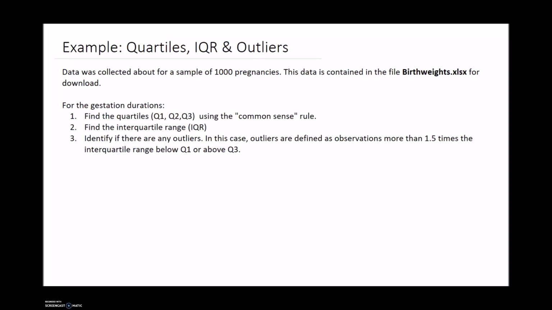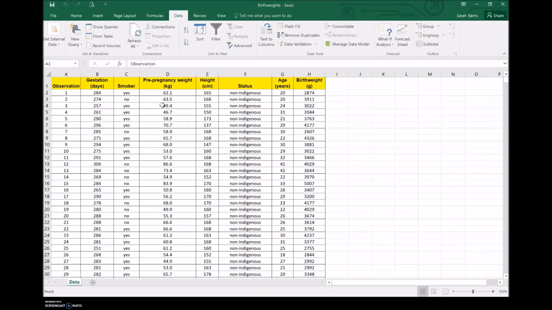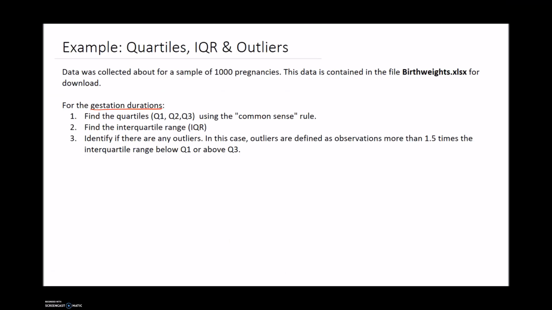So in this video we're going to be looking at quartiles, interquartile range and outliers. The data we're using is from a sample of 1,000 pregnancies and it can be downloaded in this file. We're specifically interested in the gestation durations, which is one of the columns within that data set. So if we quickly jump over, this is the data when you open it up, and we're interested in this gestation period for the activity we're about to do.